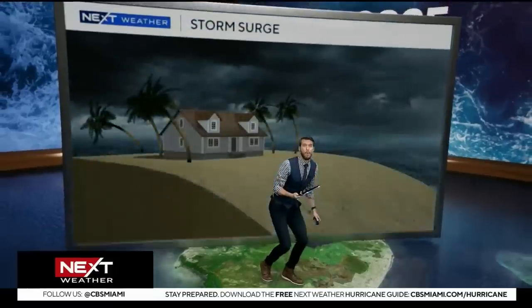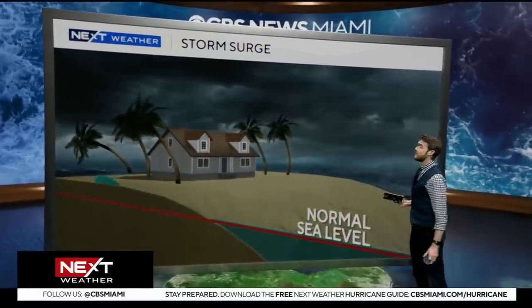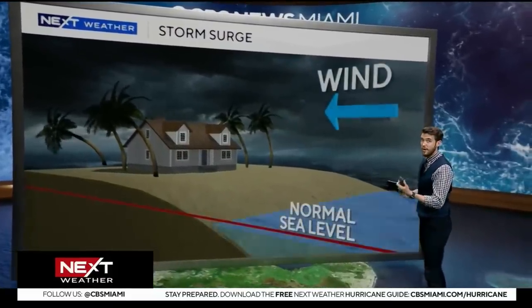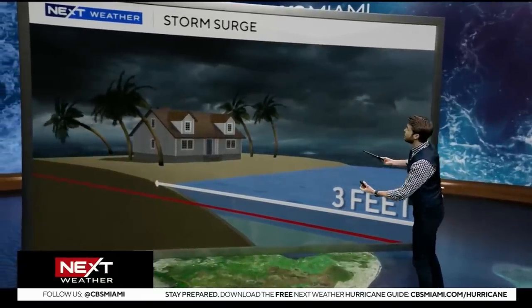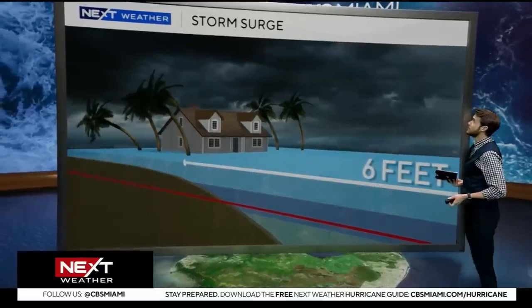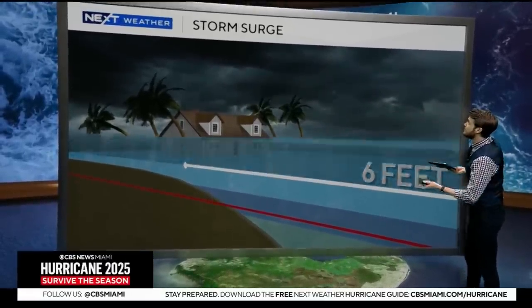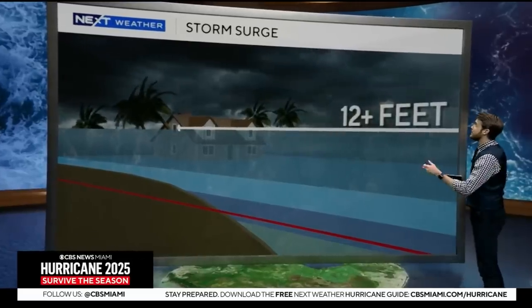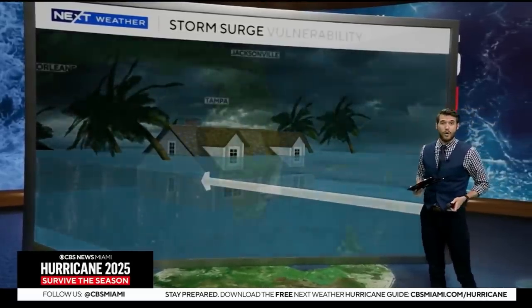So let's talk about what it looks like graphically here. We have our normal sea level, but then whenever you factor in the wind from a tropical system, it can help to increase those sea level heights and then push further inland. So 3 feet, we're not talking about too much destruction here. 6 feet, we can actually start going above porches and then moving further inland to your house. And then 12 feet, we're talking about the potential of it to actually reach the roof of one's home.